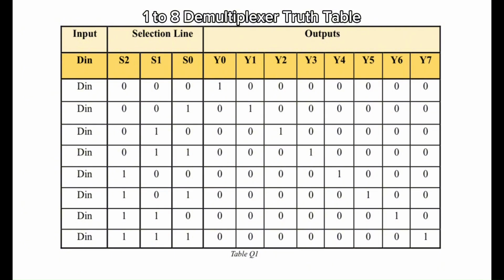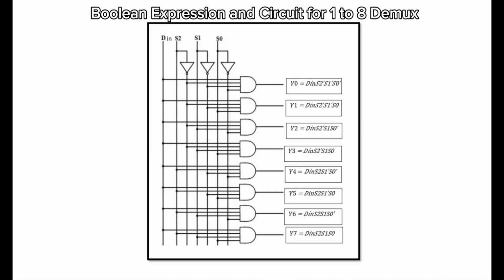For the 1 to 8 demux, here is the truth table, where the outputs depend on the selection line binary value. For example, if the selection lines are set to 101, binary 5, the input will be routed to the output Y5, and the other Y outputs will become zeros. After we obtain the truth table, we can get the Boolean expression for all outputs, and from the Boolean expression we can design a combinational circuit.